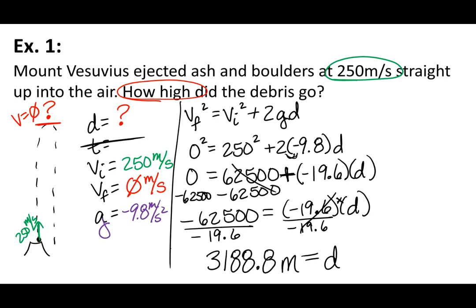So this volcano, when it erupted, for those big boulders, the ones that may not have a whole lot of air resistance, they went upward a little over 3 kilometers in the air. That's absolutely wild.